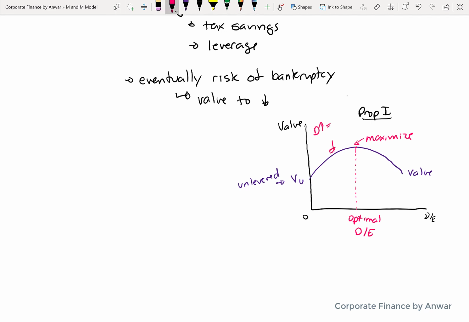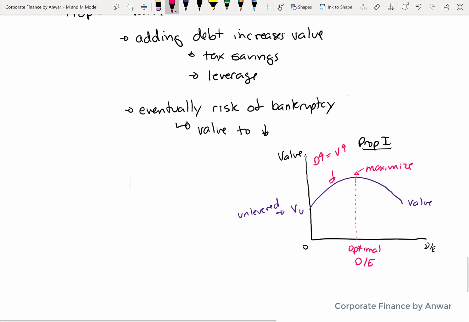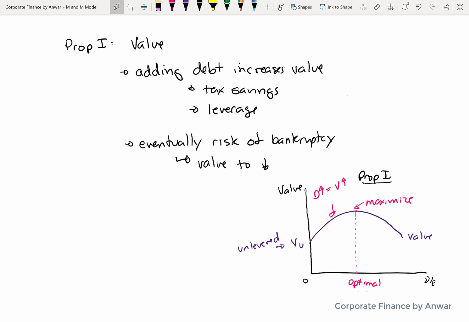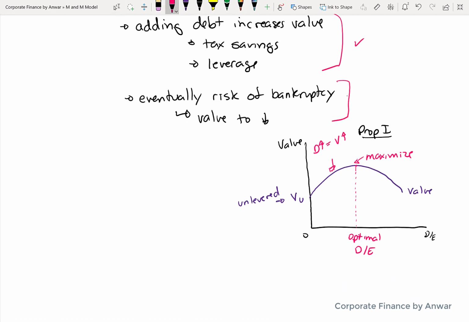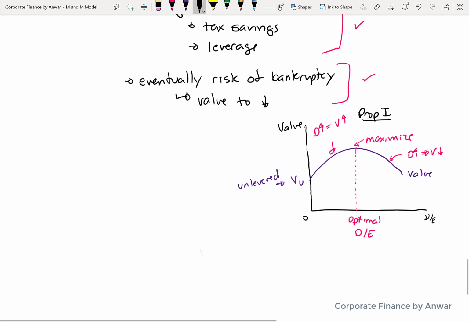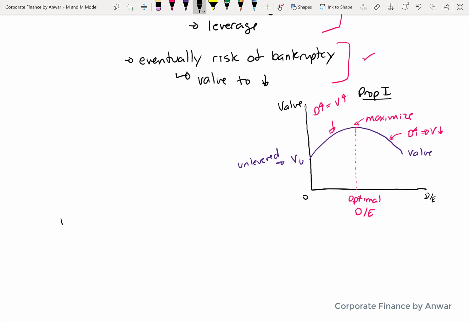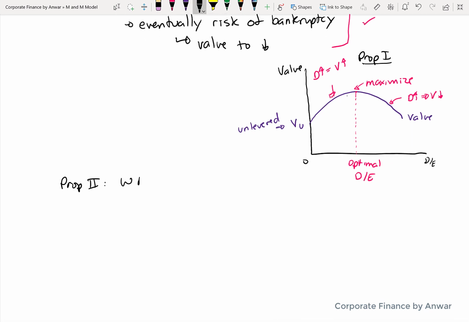And anything to the left of that, increasing debt actually still is continuing to increase the value of the company because of those 2 reasons that we talked about. And anything to the right of the optimal point is going to be a scenario where bankruptcy risk is going to start decreasing the value of the company. And unfortunately, there's no formula for this, and this is specific to each company, so we can't say that the optimal level is 65% debt or something like that. It's going to be a variable.